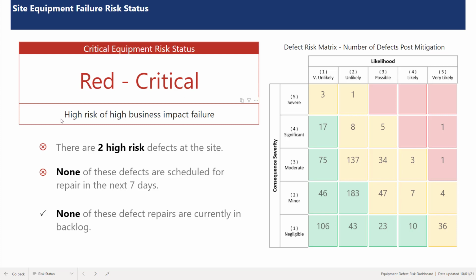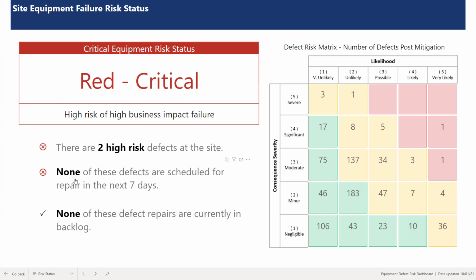Next, we've got a statement here related to this high-level status to further explain what this means in terms of business impact. And then we've got three statements here with color-coded symbols. These are dynamic, so they will change depending on what the current status is. The first one explains the number of high-risk defects that are at the site. If there's no high-risk defects, that would change to tell us the number of medium-risk defects, etc. So as the risk status reduces, this will dynamically change to reflect that.